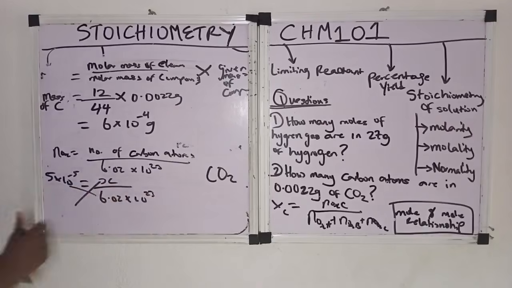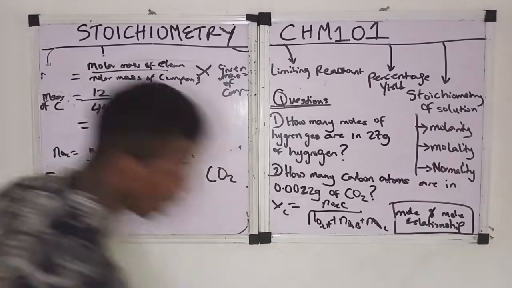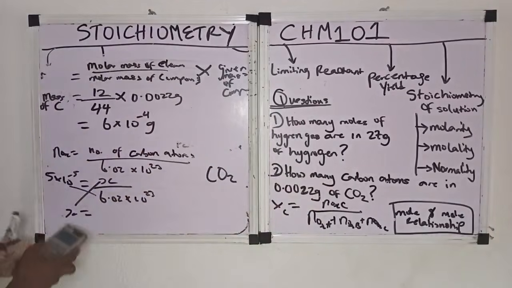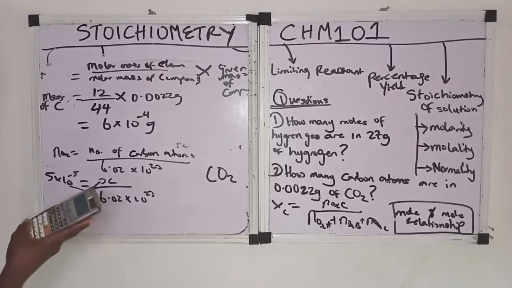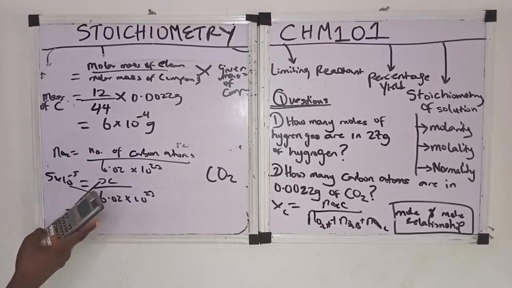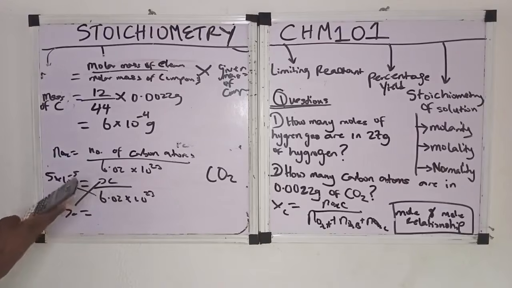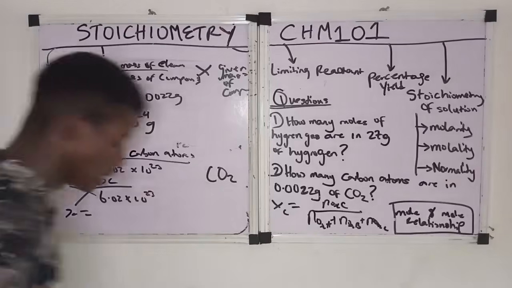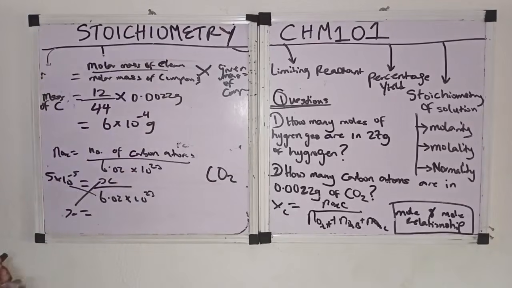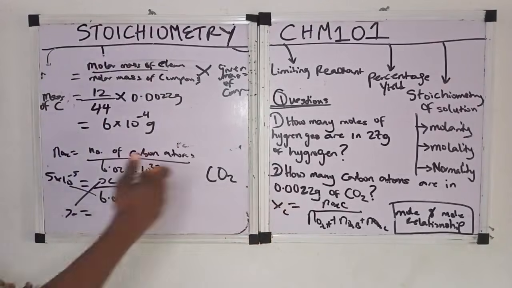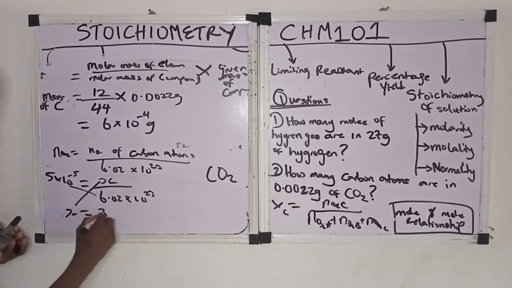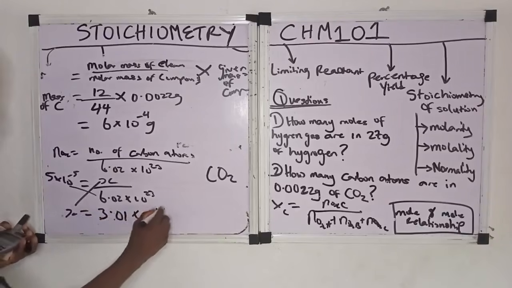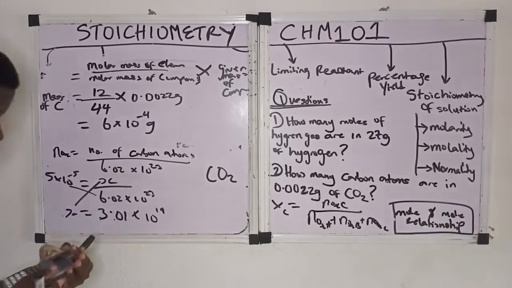So if you cross multiply, it will equal 5 times 10 to the minus 5 times 6.02 times 10 raised to the power 23. So our answer is the number of carbon atoms in 0.0022 gram of carbon dioxide is 3.01 times 10 raised to power 19. So it's very easy.